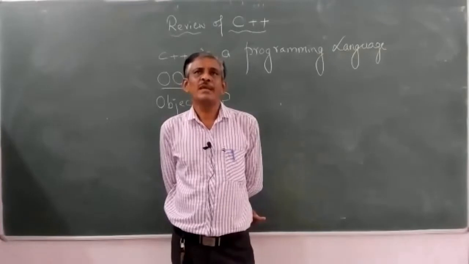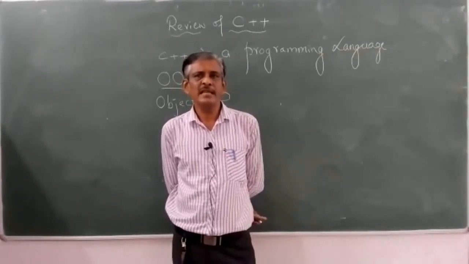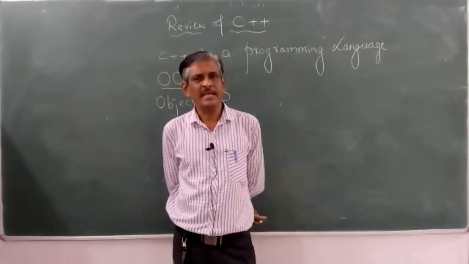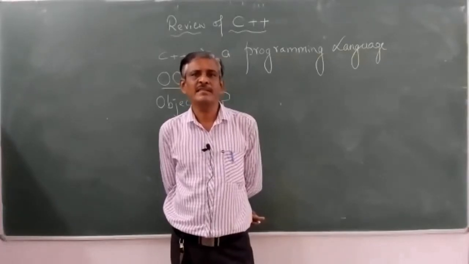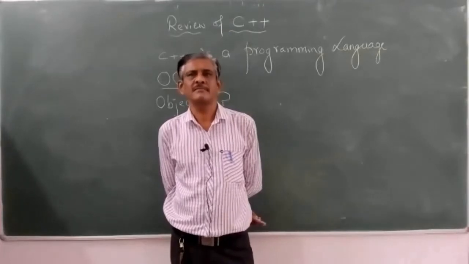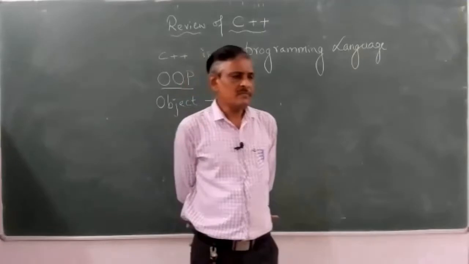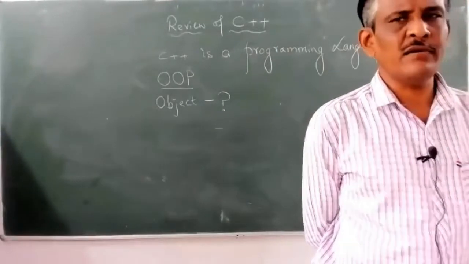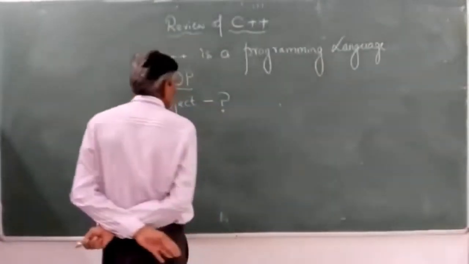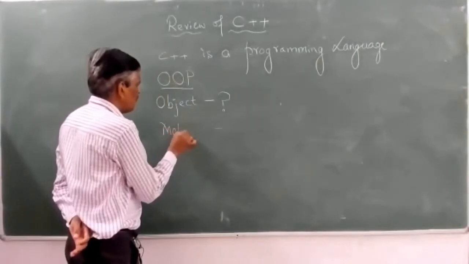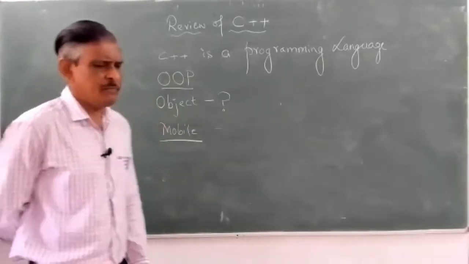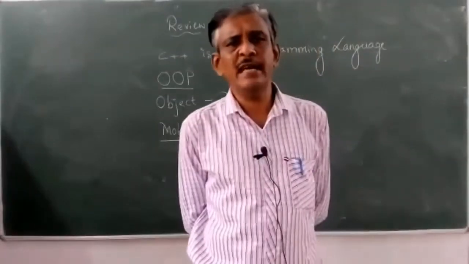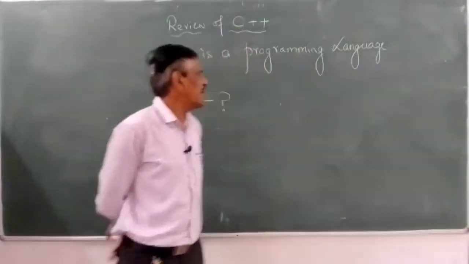One more definition: an object is an identifiable entity with some characteristics and behavior. If you consider an example for object, the first object I will consider is our mobile. Mobile is an object because, what is an object? It is a real world thing. In general, we can call that an object is a real world entity. So mobile is an example for an object.